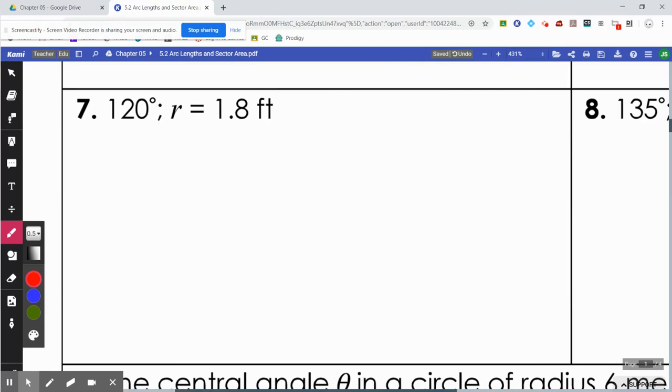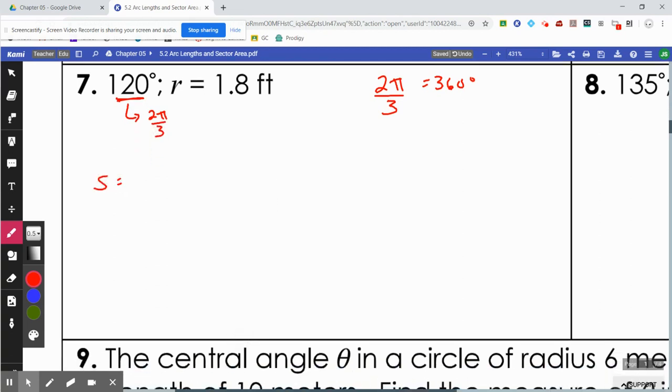First step, 120. Now here's another way I work it. I know that 2 pi is 360. And I noticed something about 120, that's a third of it. So you could actually say, well then 120 would be, since 2 pi is 360, a third of that would be 2 pi divided by 3. So this is going to be 2 pi over 3 in radians.